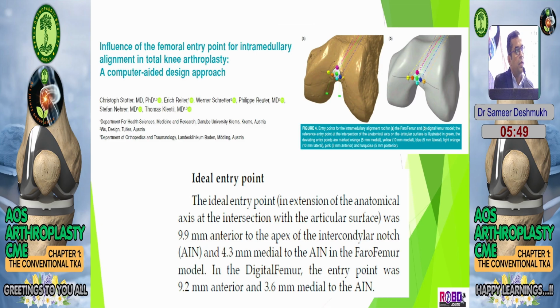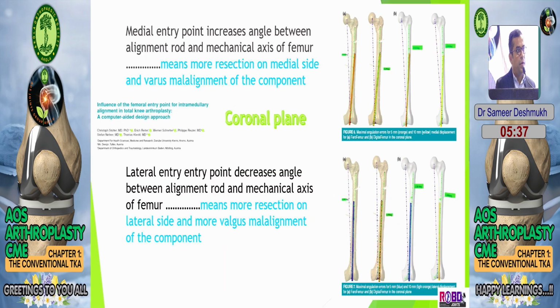It always has to be 9.9 mm or 1 centimeter above the notch, and slightly, 4.5 millimeters, over the medial side. If my entry is somewhat different, if I do a medial entry, this will increase the angle between the alignment rod and the mechanical axis of the femur. It means I will be resecting more on the medial side, and it will lead to a varus malalignment of the component. So the end result, you will see the limb in slightly varus. If I do a much more lateral entry, then the resection will be more on the lateral side and there will be more valgus malalignment. So you have to be very meticulous when you are doing this femoral entry.